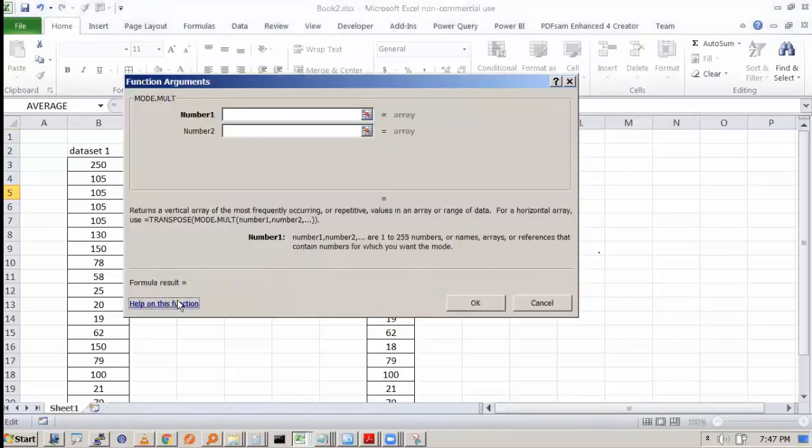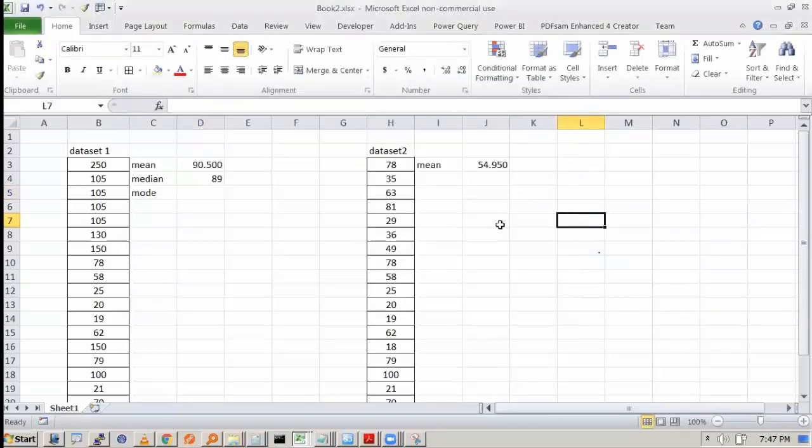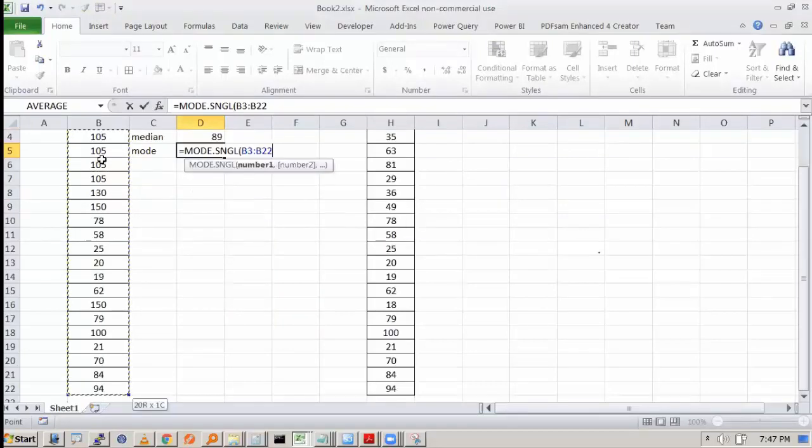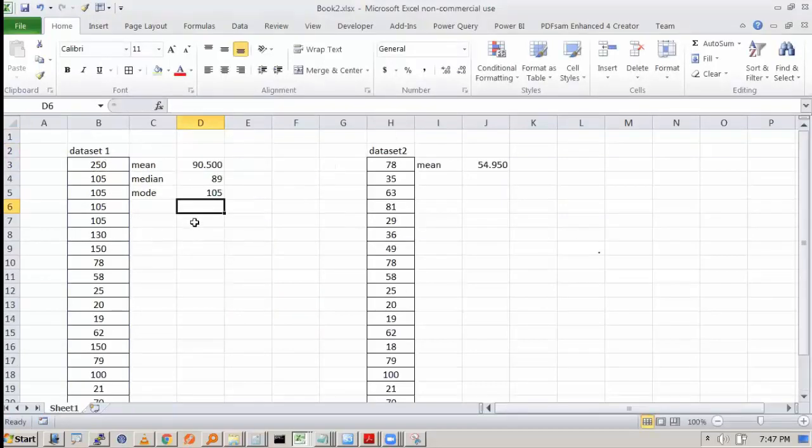You can take the help. Mode multiple, it returns, you can see here, a vertical array of the most occurring or repetitive values. So this is an example of array function, which we discussed in the previous class. So make sure that you handle it properly. As of now, suppose I am interested in only single mode. So I'll say mode dot single, and I'll give the numbers.